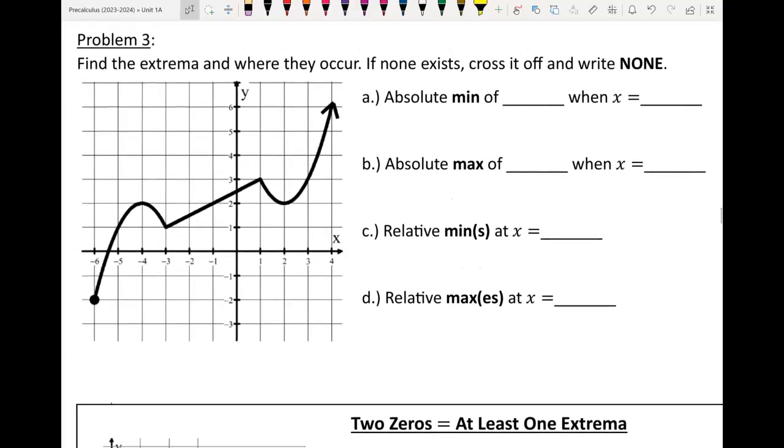So we're going to be using our information on that on this problem here. We want to go ahead and find the extrema and where they occur. If none exists, cross it off and write none. So first off, we see our absolute min happening right down here. And it is an absolute minimum value of -2 when x equals -6.